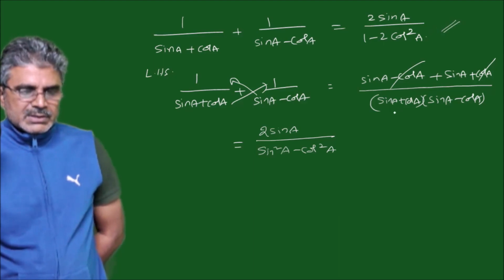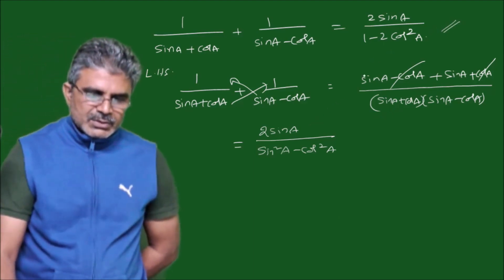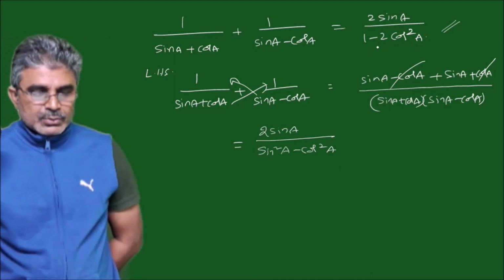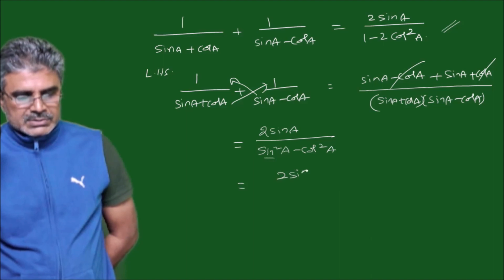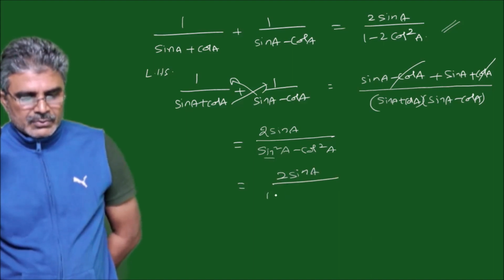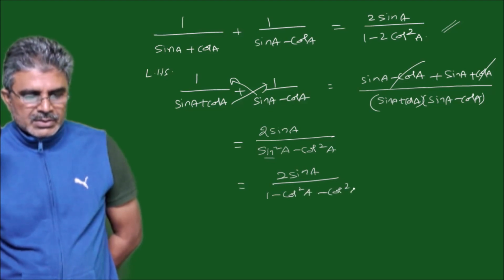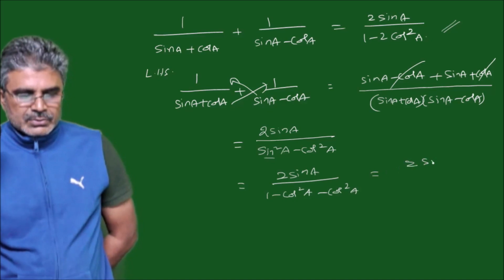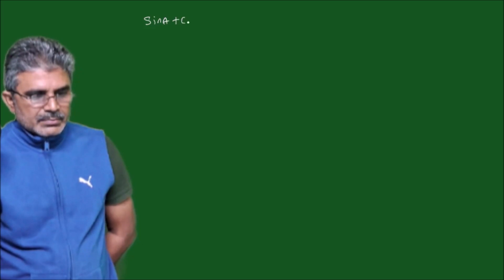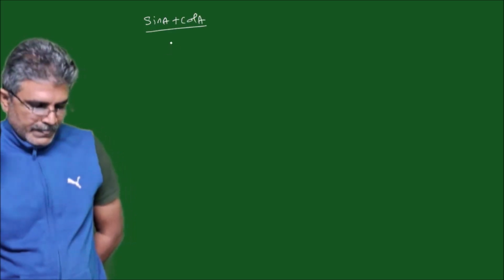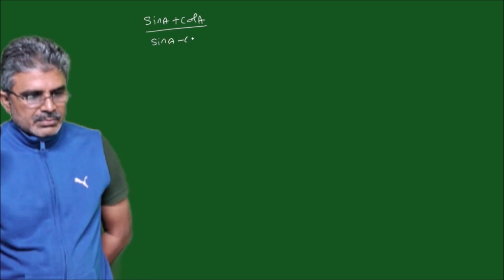Observing the RHS, you have 2 sin A on the top, and below you have 1 minus 2 cos square A, so no sin term. We have a sin term below here, so convert that into cos. So sin square A can be written as 1 minus cos square A, and we have another cos square A term, which will give 2 sin A divided by 1 minus 2 cos square A, and hence the RHS.